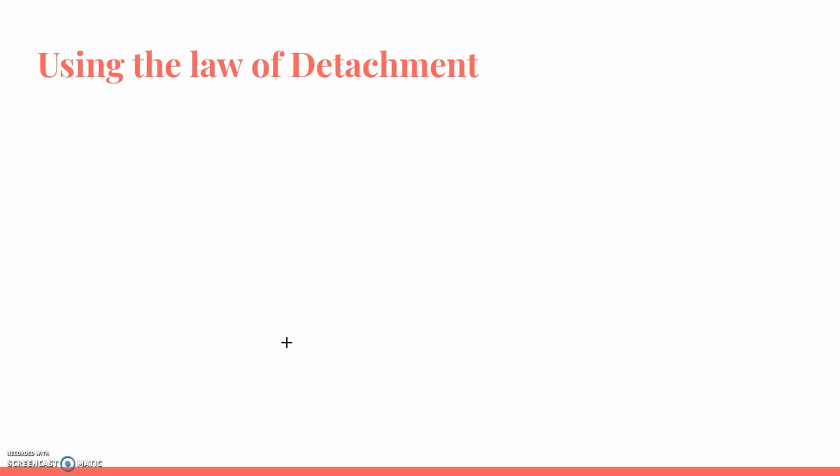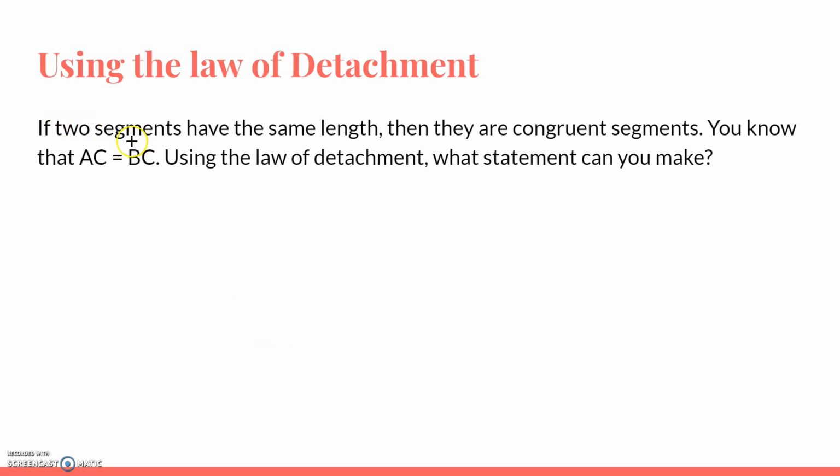Okay, so before we go on to that, using the law of detachment. If two segments have the same length, then they are congruent segments. You know that AC is equal to BC. Using the law of detachment, what statement can we make? Pause the video, give this a shot, come back, I'll give you the answer.